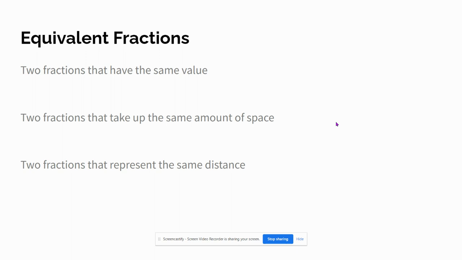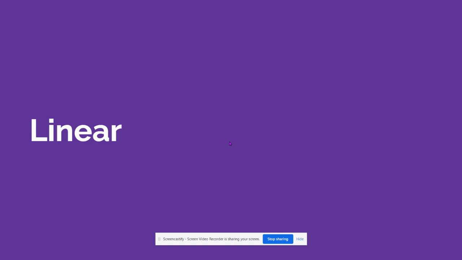So when we think of equivalent fractions, it works the same way. Equivalent fractions are two fractions that have the same value. They may not look alike, but they have the same value. Two fractions that take up the same amount of space. So with that area model, if they are taking up that same amount of space, they are equivalent. Two fractions that represent the same distance. That means they are the same. They may not look alike, but if they go the same distance, they are equivalent. And that's what we're going to look at today, that linear model of going the same distance.